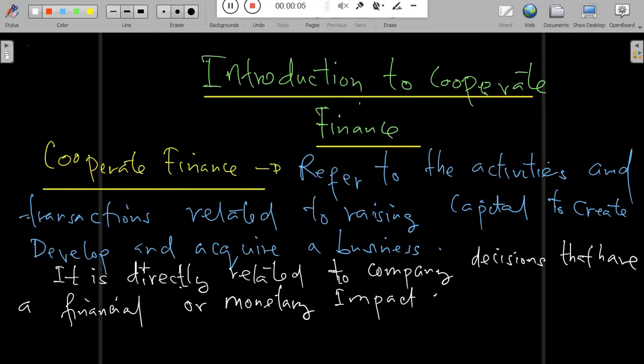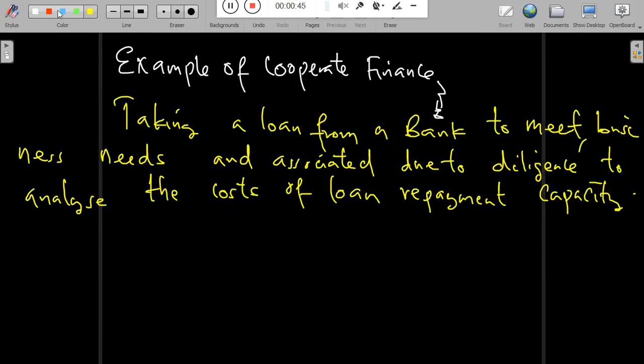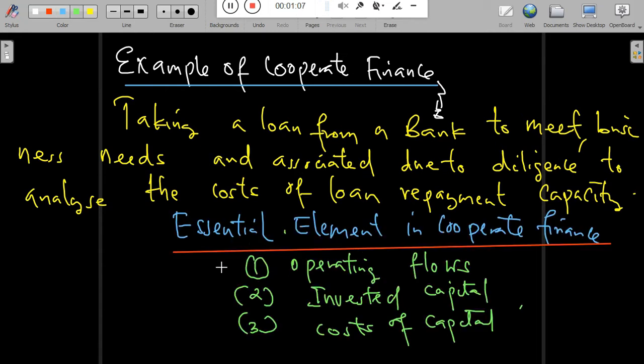Today I'm going to take you through an introductory part about corporate finance. Corporate finance refers to the activities and transactions related to raising capital to create, develop, and acquire businesses. So it is directly related to company decisions that have financial or monetary impacts. An example of corporate finance is when you take a loan from a bank to meet business needs, with due diligence to analyze the cost and the loan repayment capacity.